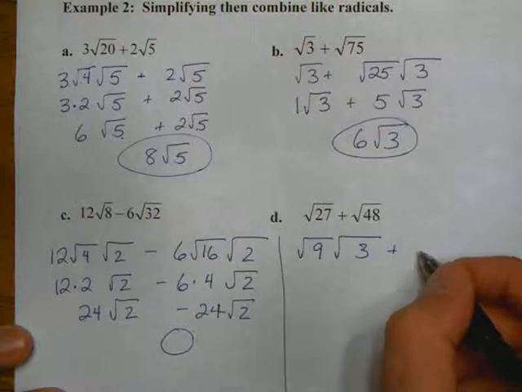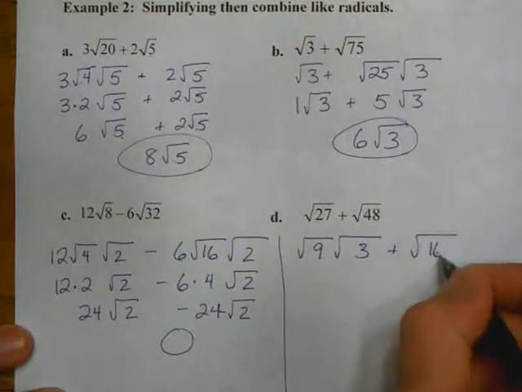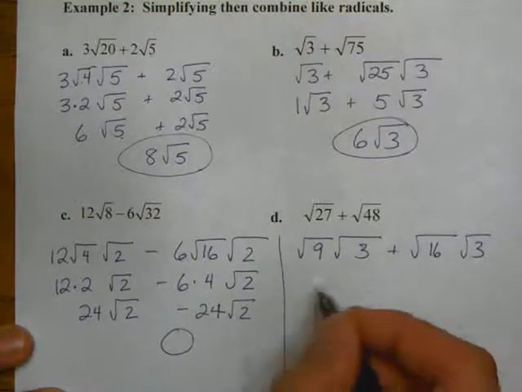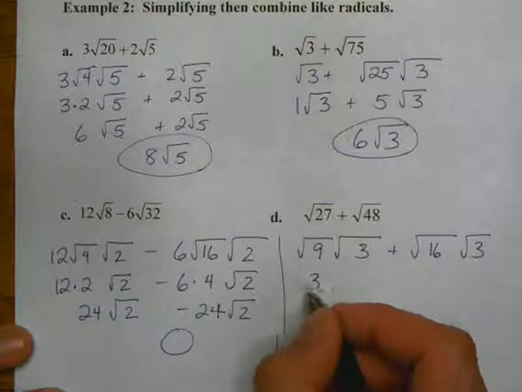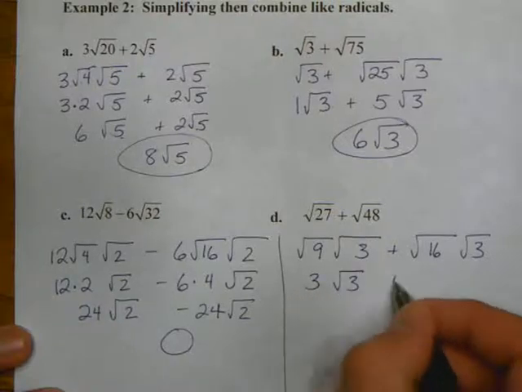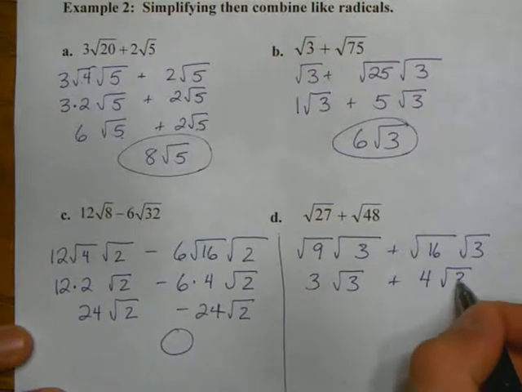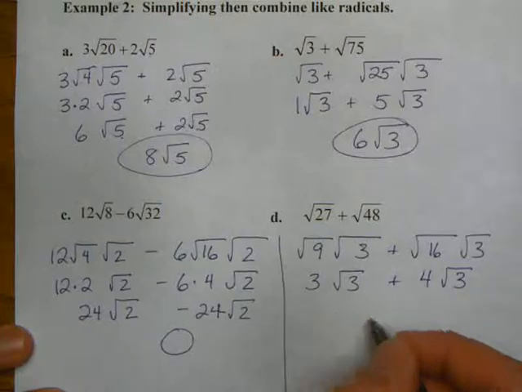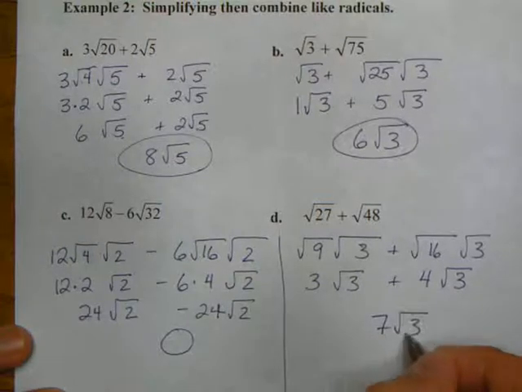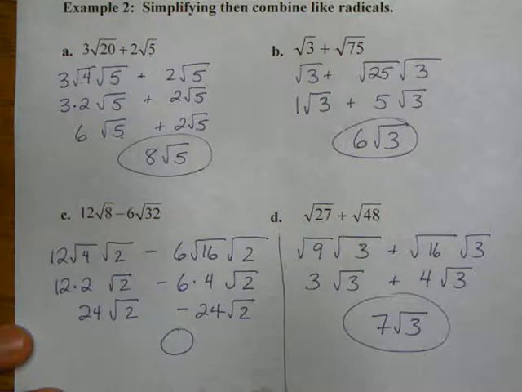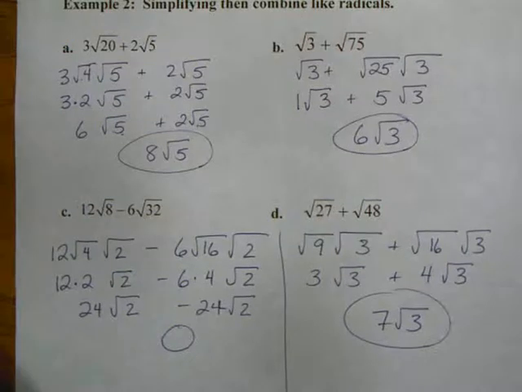Our last one, we have the square root of 27, which is 9 times 3, plus the square root of 48, which is 16 times 3. The square root of 9 is 3, giving us 3 root 3, and the square root of 16 is 4, giving us 4 root 3. We add them together, and we get 7 root 3.